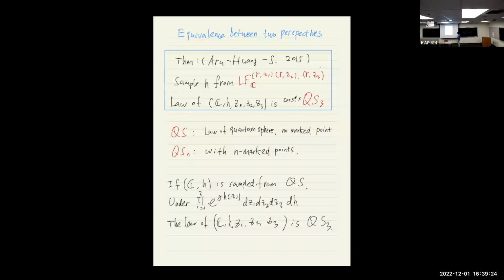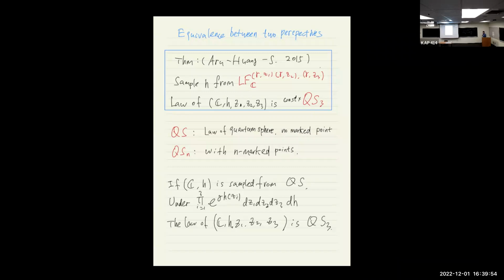Suppose I have a quantum surface sampled from this Liouville CFT with this insertion gamma. Then the law of this quantum surface is given by the so-called quantum sphere marked with 3 points. And this kind of thing is true in general. I think I will not say too much about this part because this seems to me the least interesting part.